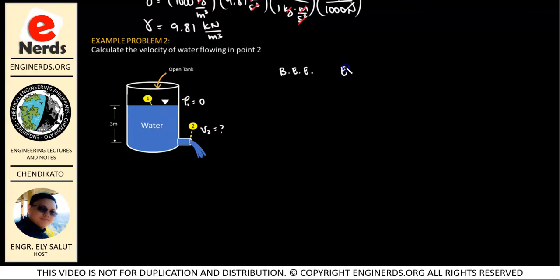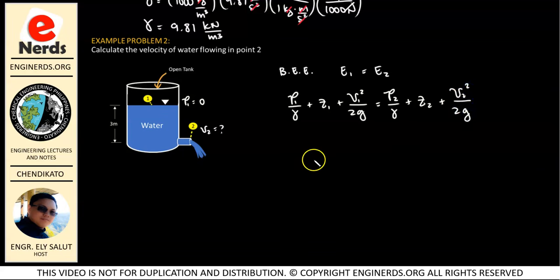So our energy at point 1 is equal to the energy at point 2. Okay? So, let us have our equation. Pressure at point 1 over the unit weight plus elevation head at point 1 plus velocity squared at point 1 over 2g is equal to pressure at point 2 over unit weight plus elevation head at point 2 plus velocity squared at point 2 over 2g. Okay, so yan ang ating equation.